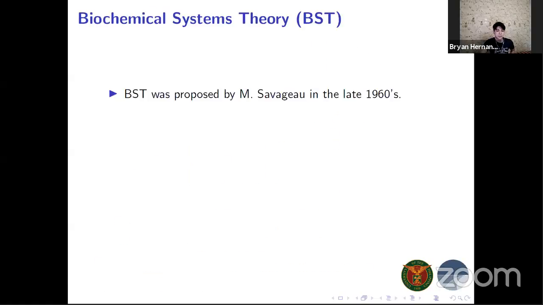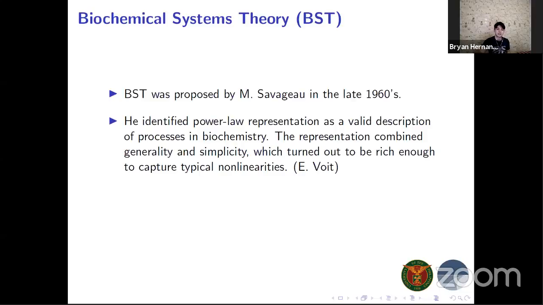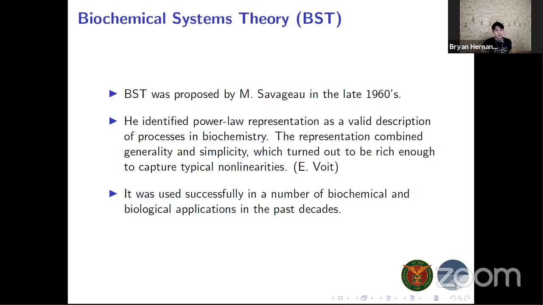We now go to this concept, the Biochemical Systems Theory, or BST. BST was proposed by Savage in the late 1960s. He identified that power law representation is a valid description of processes in biochemistry, and the representation combined with generality and simplicity turned out to be rich enough to capture typical nonlinearities. It was used successfully in a number of biochemical and biological applications in past decades, in particular in the 1970s and 1980s.